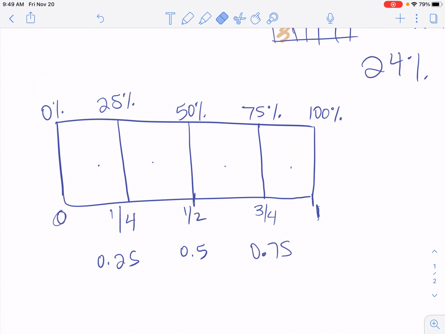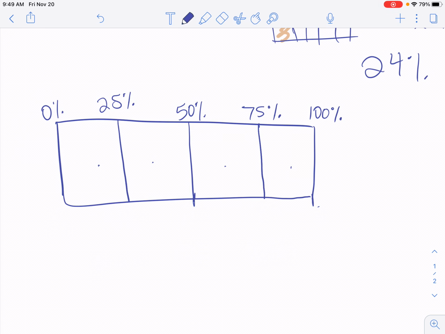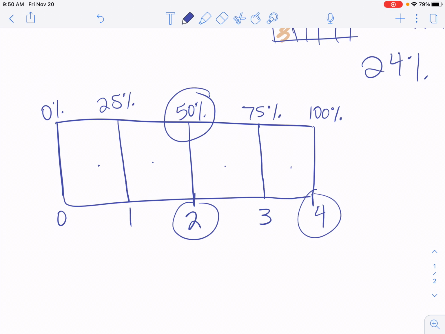Now I could use this to help me represent something else too. What if I wasn't talking about in between 0 and 1? What if I was talking about in between 0 and 4? Then this would be 1, this would be 2, this would be 3. So that means that 50% of 4 is 2. 2 is half of 4. 2 is 50% of 4.